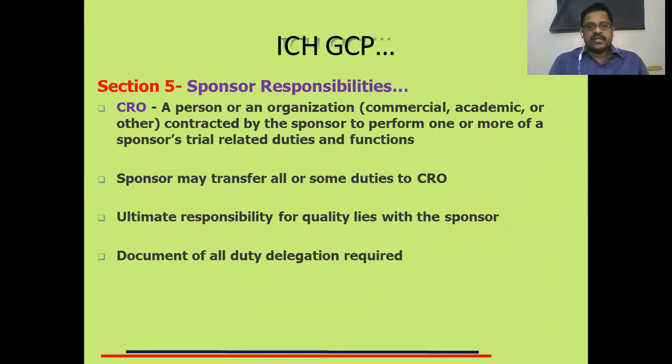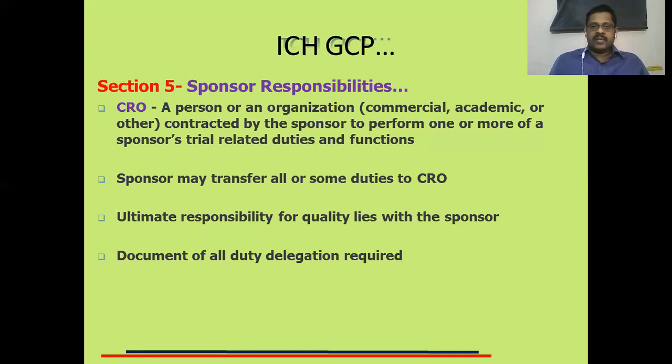CRO, contract research organizations. A person or an organization, commercially or academically oriented or of another category, will be in contract with the sponsor to perform one or more of a sponsor's trial-related duties and functions. That is accepted by regulatory authorities. We have to state in the beginning where the studies are going to be conducted and which organizations are going to support. Which contract organization is going to support a part of the study will be informed to the regulatory authorities.